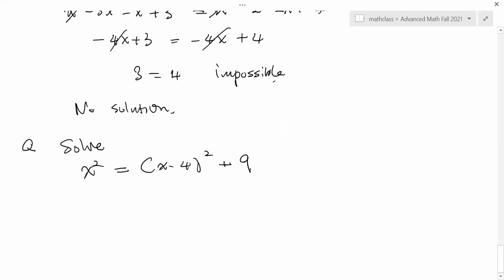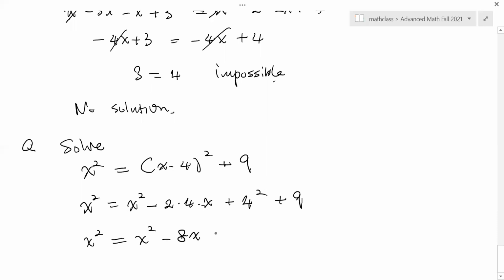Okay, so look at this. This looks like a quadratic equation, right? You have an x squared involved. But when you expand the x minus 4 squared, it will be x squared, minus twice of 4, right, x, plus 4 squared, and 9, right? So let's simplify it. x squared equals x squared minus 8x plus 16 plus 9.